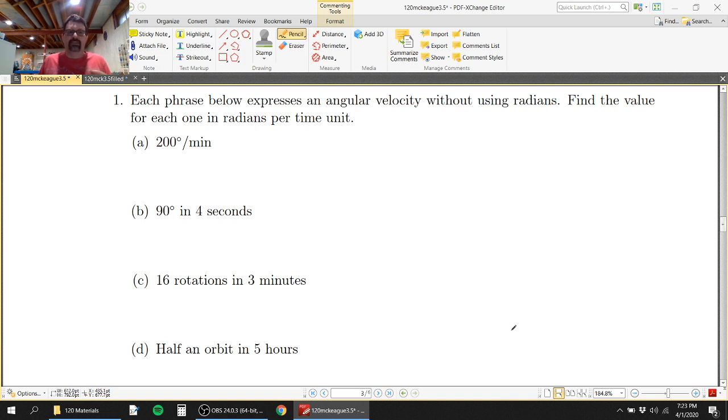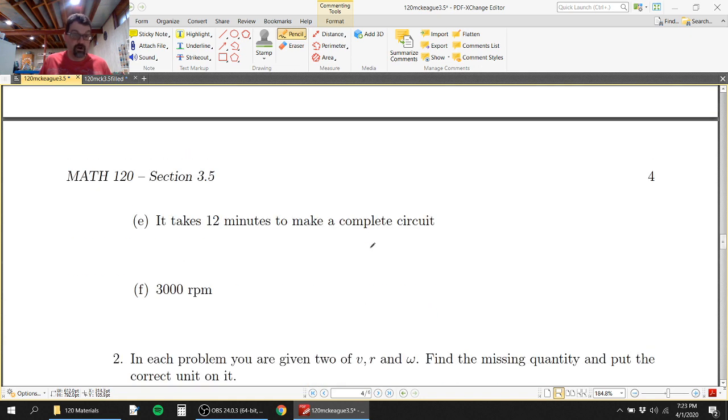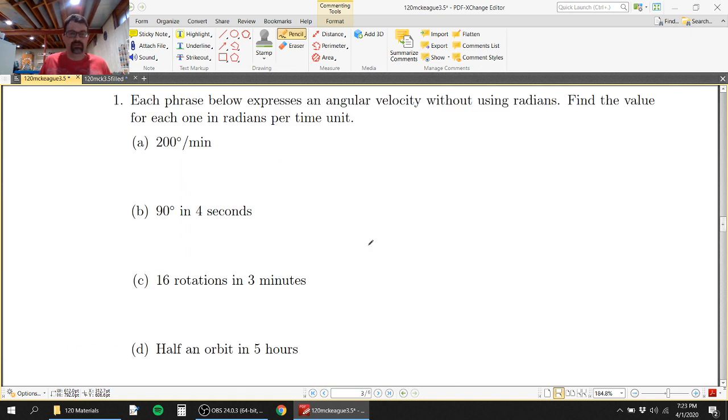As you may have seen, one of the major tasks here, and sometimes the major difficulty that students have, is dealing with angular velocities and the units that are involved and turning that into an expression for an angular velocity in radians per something. All right. So here, number 1, A, B, C, D, and E, and then there's E and F at the top of the next page.